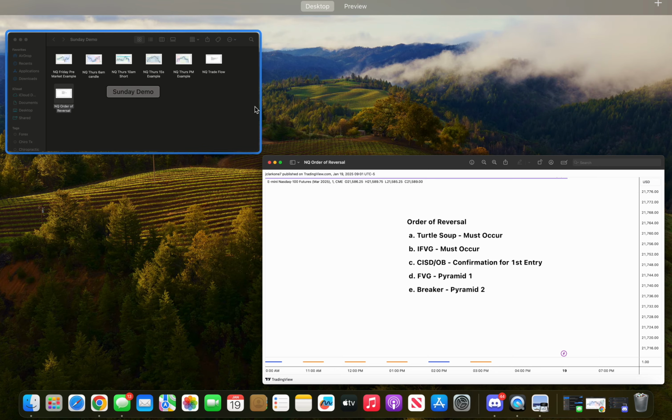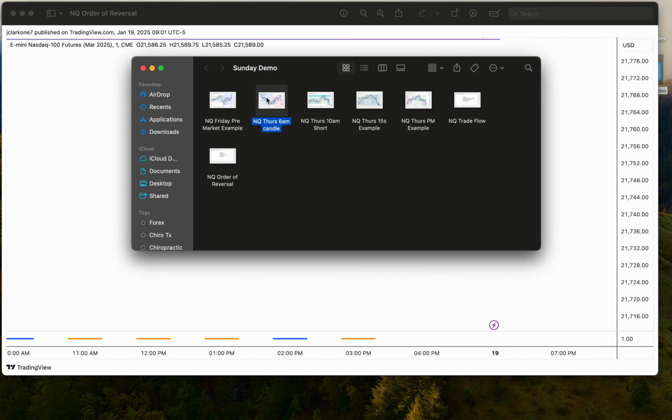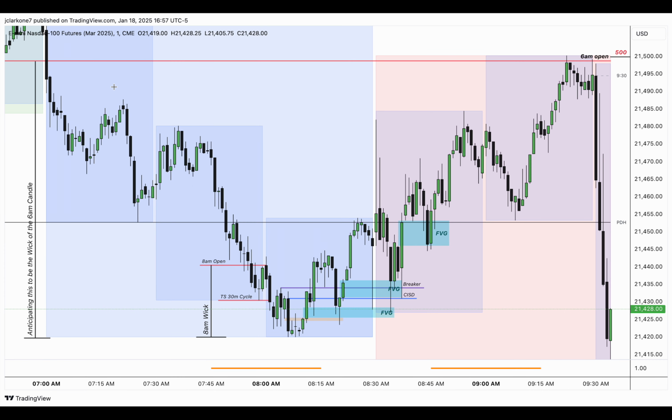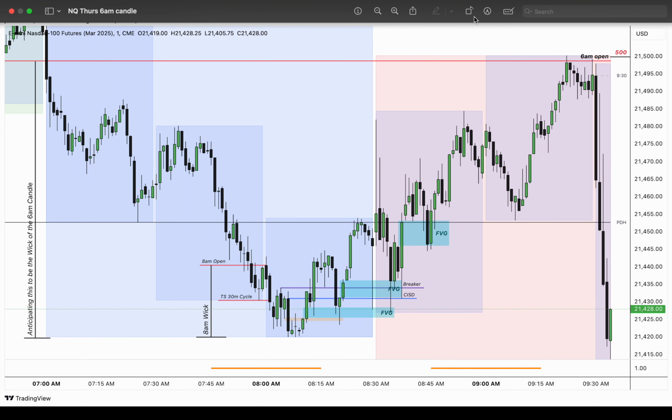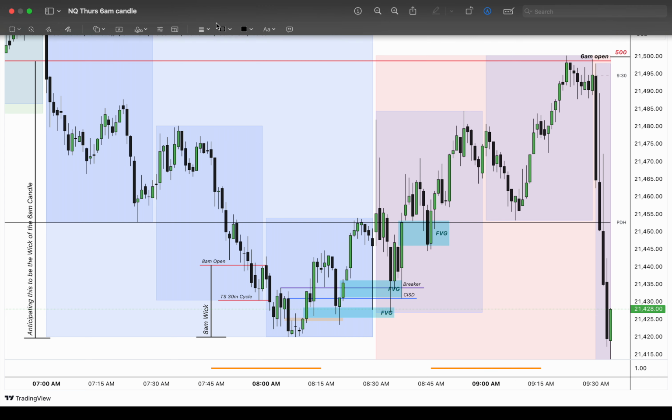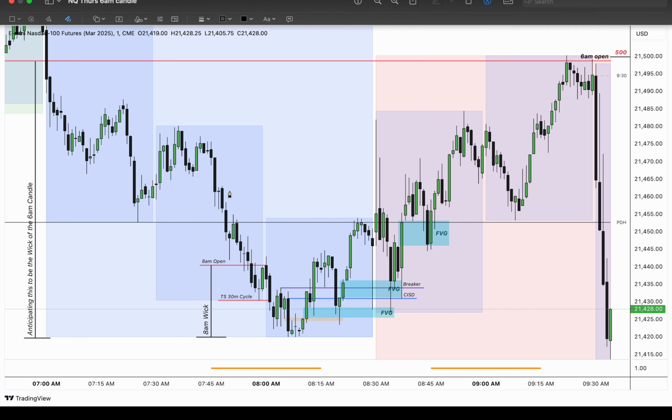So that's pre-market Friday. Let's go to here. All right, this is Thursday. Same thing, 6 a.m. So 6 a.m. opens somewhere over here. Okay, and then we drop down below 6 a.m. price, down below 6 a.m. opening.